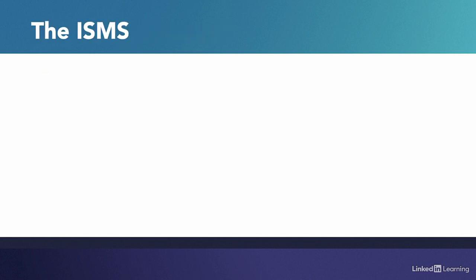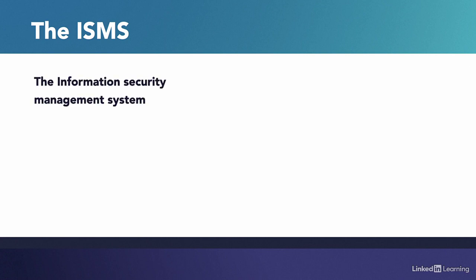In clauses 4 through 10, you'll be introduced right away to a term and concept that will be used throughout this standard and ISO 27002, the Information Security Management System, or ISMS. When I first heard this term, I thought ISMS might be referring to some sort of computer system that helps secure your organization. But ISMS isn't a computer system, it's a management system, specifically a management system for information security.